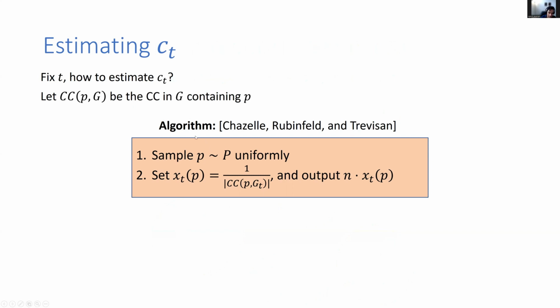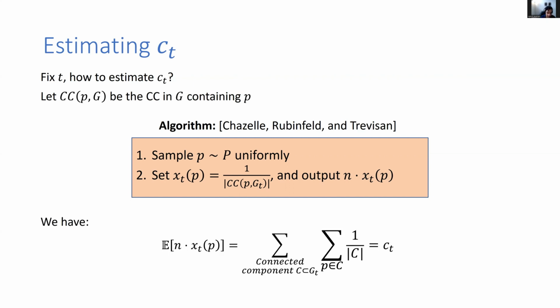So here's the algorithm. I'm going to first sample a point p uniformly from my graph, and then I'm going to define x_t(p) to simply be 1 over the size of the connected component in the graph that contains my point. And then I'm just going to output n times x_t(p). So this is just some random variable. Why is it the right thing to output? Well, we can just compute its expectation.